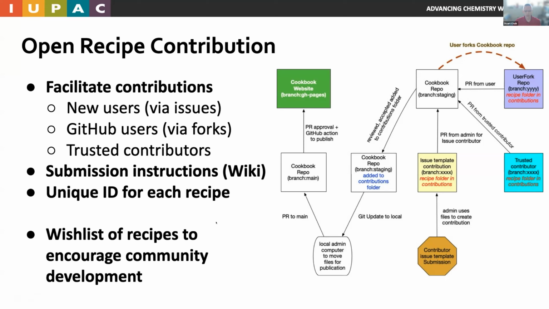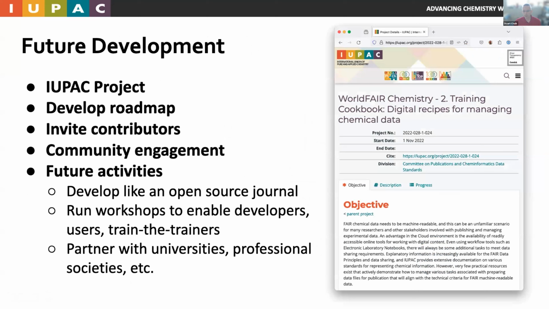And then we're developing a wish list of recipes that we would like to encourage the community to contribute as well. Obviously, the project is winding down now because the WorldFAIR project is ending. We are planning on, of course, keeping this going, and this is an IUPAC project. We're going to develop a roadmap, target specific contributors in the community that are cheminformatics related. Obviously, do a lot of community engagement to try and help generate these additional recipes that we want to put into the cookbook. And we're trying to anticipate where this might go.